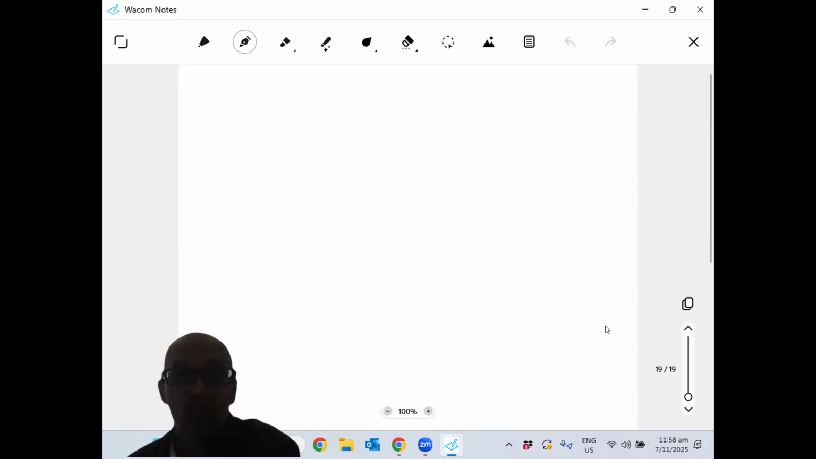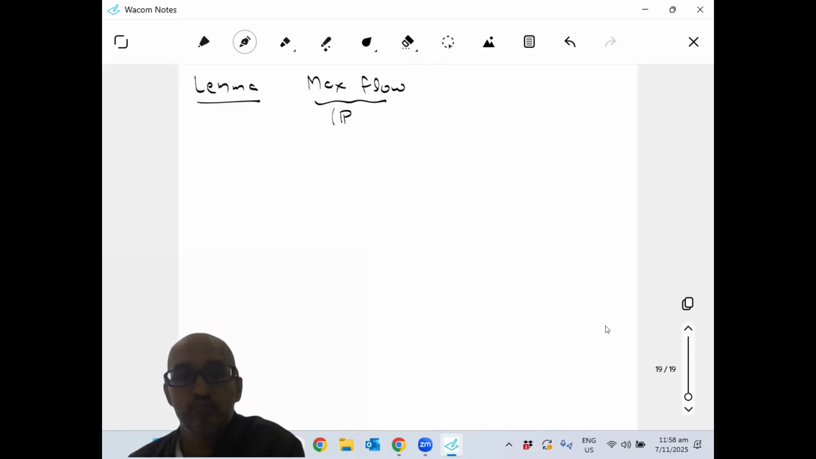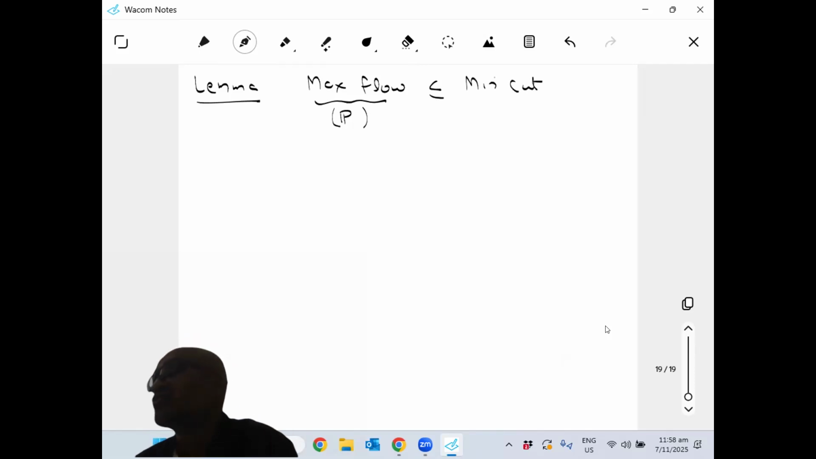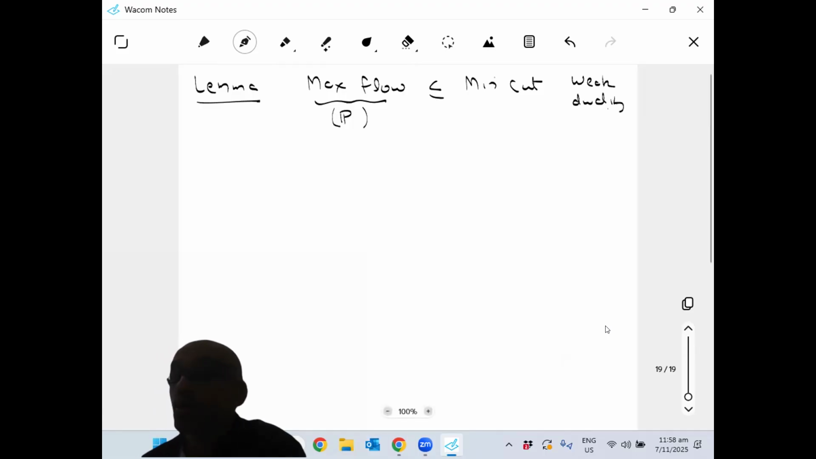Okay. So first claim: max flow, which is the primal, is less than or equal to min cut. So this is exactly weak duality for LPs. Why is this the case?